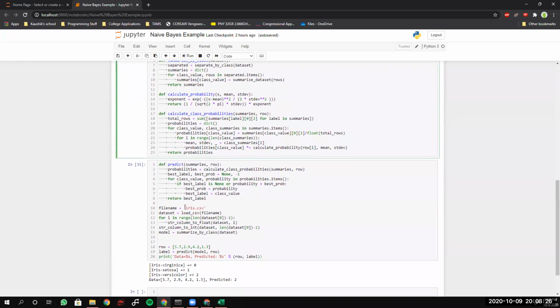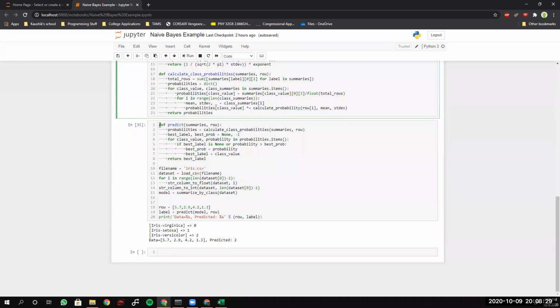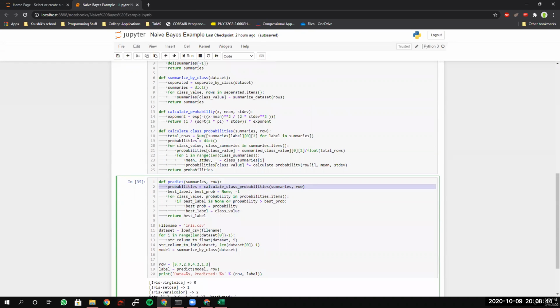So starting with this, this is the predict function. Basically, at the bottom, this is what's actually starting everything. So you start by calling this predict function, right? And within the predict function, the first thing you want to do is calculate the class probabilities. You want to call that function. Within that function, you're getting the total number of rows, then making a dictionary, and after that, you're going to be looping through all of the values and the summaries from the summaries.items. And so let's see.